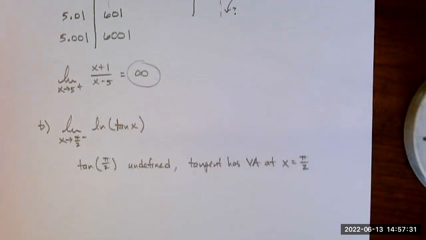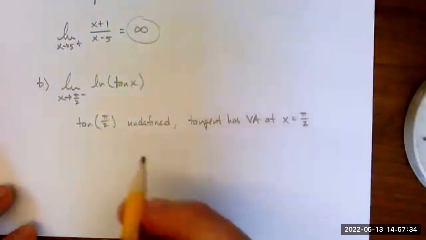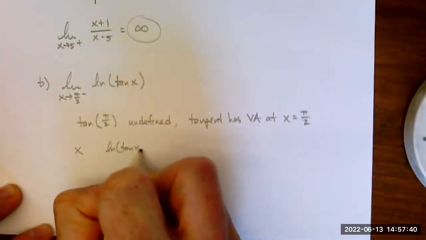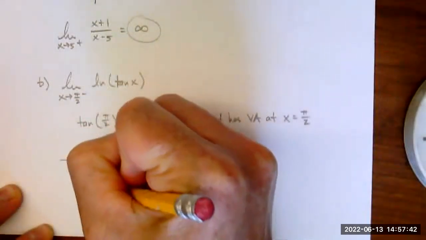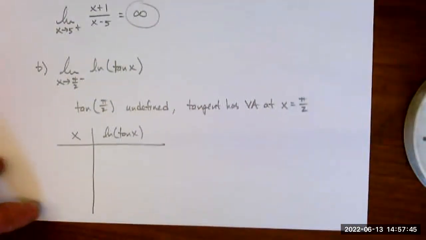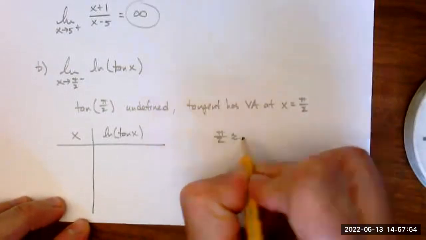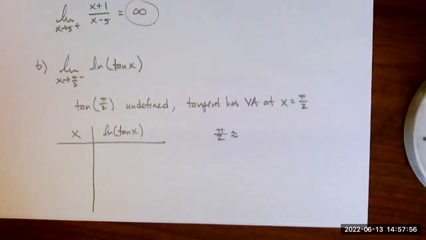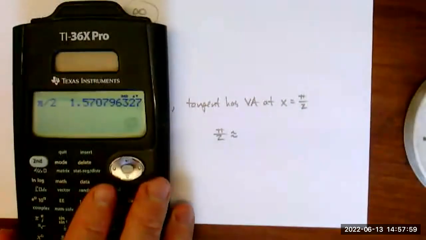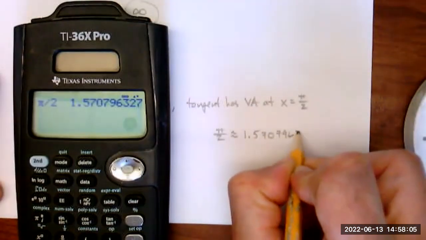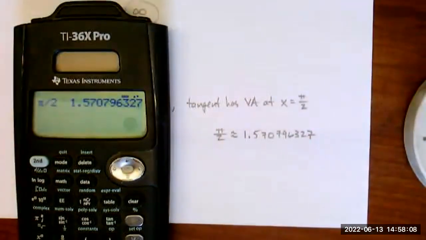So we're just going to create a table and see what happens. Let's see, x and the natural log of tangent x. Now, what are we going to do with our table? This one has a little bit more to it because we're talking about pi over 2. What is pi over 2 as a decimal? All right, so I put that in my calculator. About 1.570796327. And of course, there are more decimals than that.